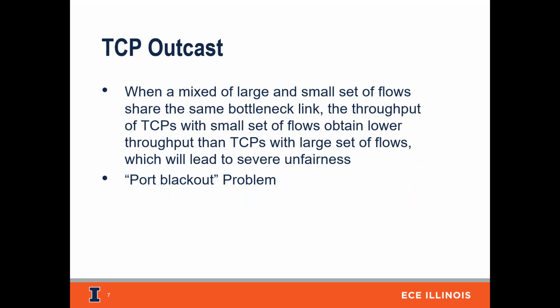Next, we'll introduce TCP outcast. This happens when a large and small set of flows share the same bottleneck link with multi-rooted tree topology. The throughput of TCPs with a small set of flows is lower than that of TCPs with a large set of flows, which will lead to severe unfairness.